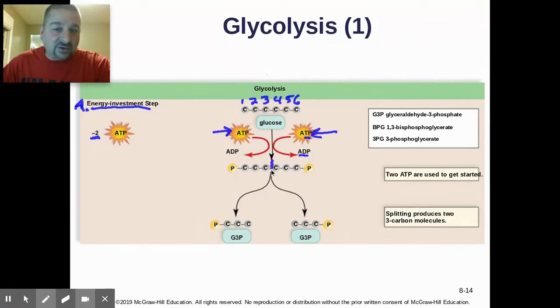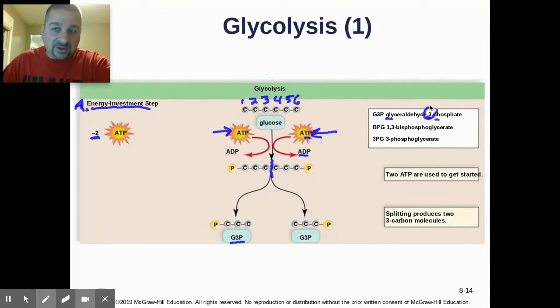And then it's going to be split. Again, there are enzymes that do all this. It's going to be split into 2 G3Ps. That looks familiar from last chapter when we were talking about photosynthesis. We used 2 G3Ps and put them together to make glucose. And now we're going backwards here. And if you look, G3P, glyceraldehyde 3-phosphate.